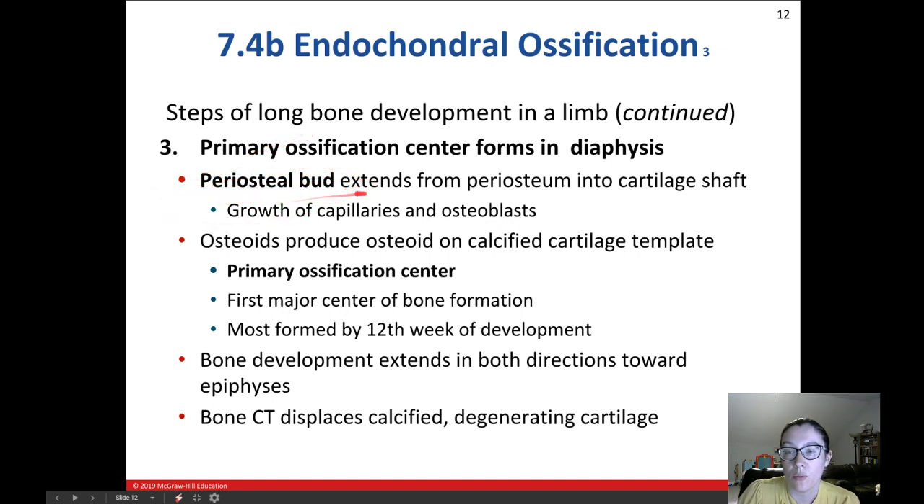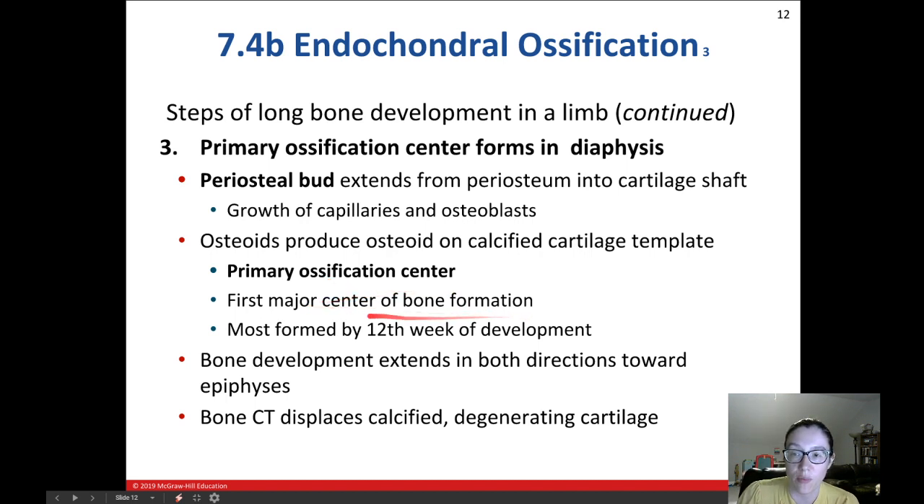So this periosteal bud is going to extend from the periosteum into the cartilage shaft, and it's going to grow. Those capillaries are going to grow in. It's going to bring some osteoblasts in. Osteoblasts are going to produce osteoid on the calcified cartilage template. So it's kind of like a template that the osteoid can be laid down on. This is going to cause the primary ossification center. The primary ossification center is found in the diaphysis, the shaft of the long bone.